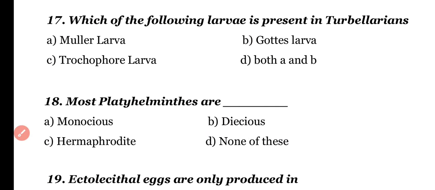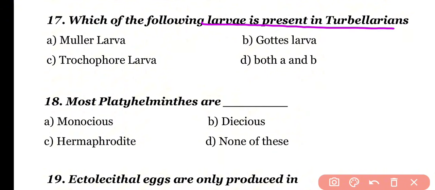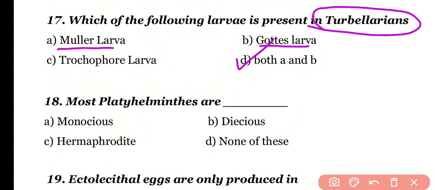Question number seventeen. Which of the following larvae is present in Turbellarian? Muller larva, Goette's larva, Trochophore larva, both A and B. Correct answer is option D. Both Muller larva as well as Goette's larva are present in Turbellarian.